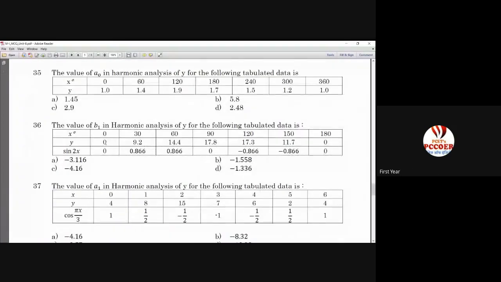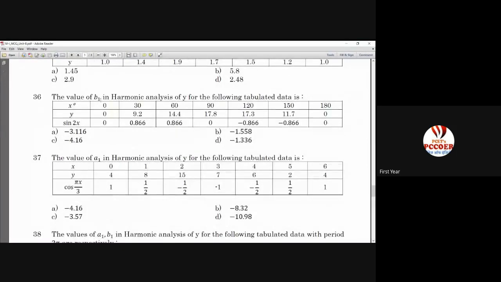Now just see for B1 what you have to do. Actually, you don't have to do everything again, writing the formula and all. Always the expansion of sin x. If time permits, you can go for finding the formula. Otherwise, it is 2 by m into summation of the last two rows, y and sin 2x. Multiply them first. 0 into 0 plus 9.2 into 0.866 plus 14.4 into 0.866. Please don't, many students add y first, add sin 2x, and then multiply. That is wrong. And the answer which you get will be present in the option.